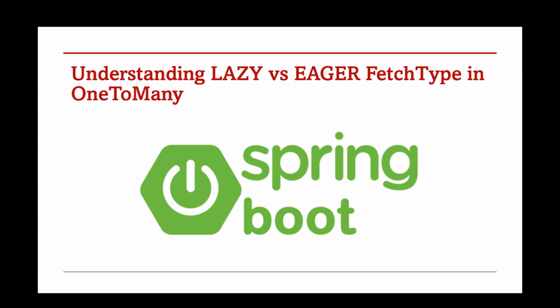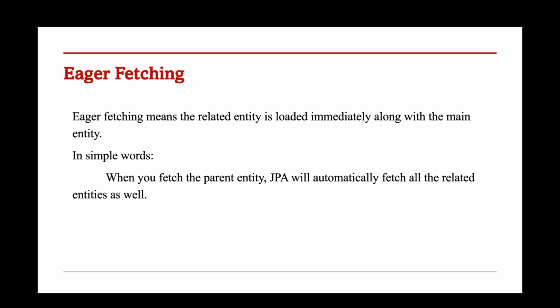Here's the core idea. When you fetch an entity from the database, JPA needs to decide something. Should it also load the related entities immediately? Or should it wait and load them only when they are actually needed?